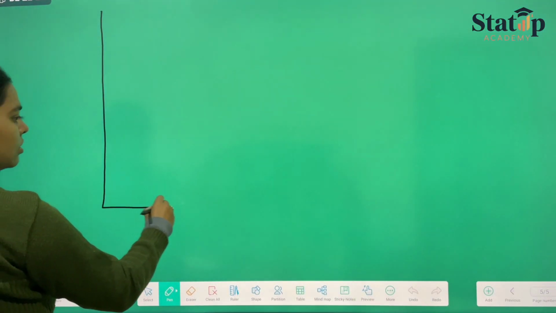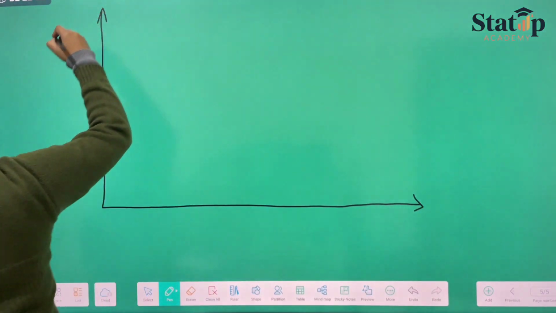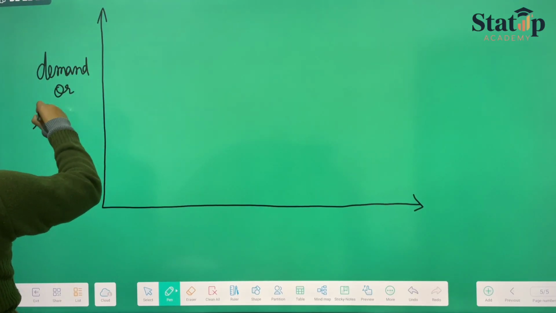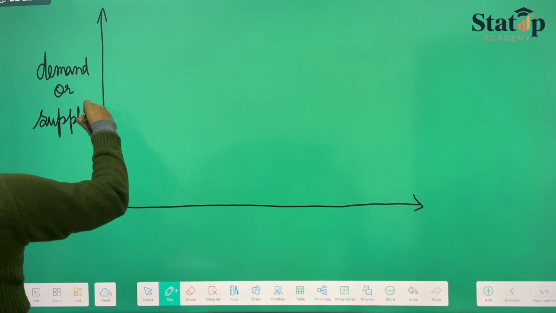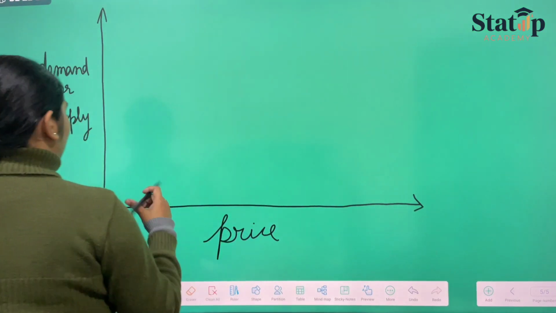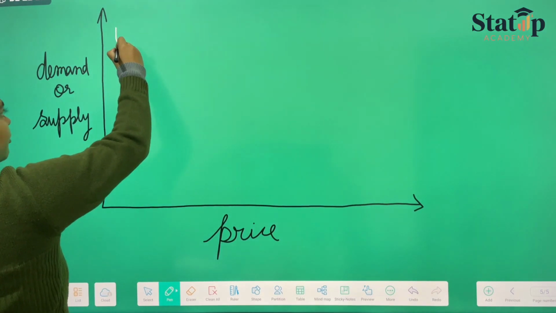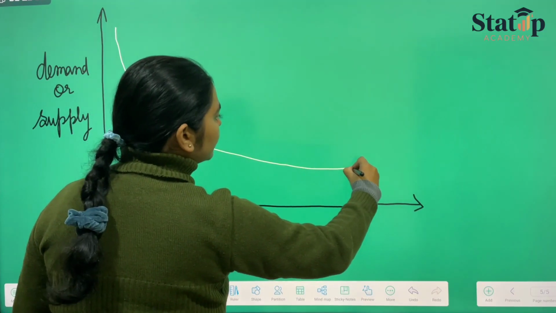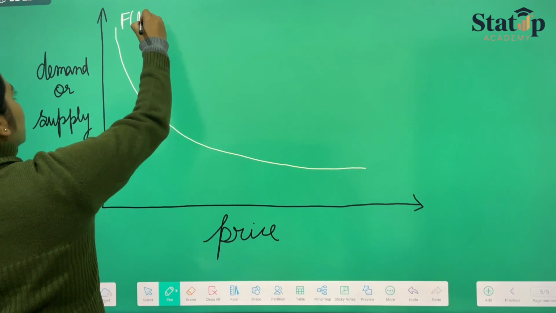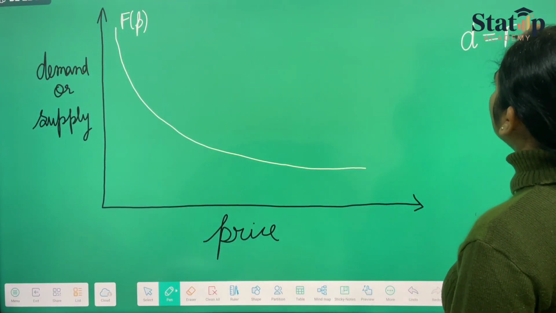So this is the law of demand and supply graph, where the y-axis can be written as demand or supply, and the x-axis is price. Now we know that the demand function varies inversely with price, so its graph would be like this. This is the graph of the demand function. Let us write the demand function as D equals f(P).